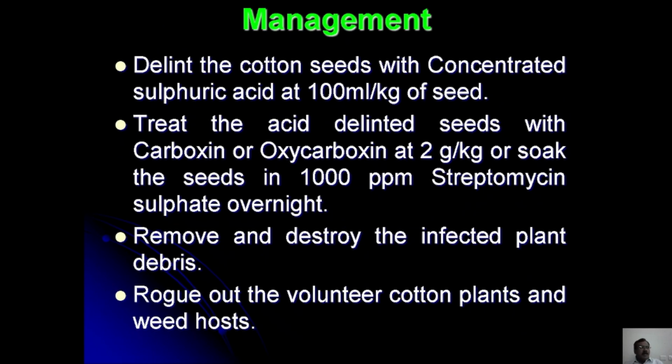So mainly acid delinting, which removes the bacteria attached with the lint of the seed. And acid delinting we might have studied in some other courses also, that is mixing of concentrated sulfuric acid at the rate of 100 ml per kg of seed with constant stirring, so that all the fuzz attached with the seed is digested and turns chocolate brown in color, and then subsequent washing with pure water to remove the acid fraction on the surface of the seeds, which is helpful in removing the bacteria present on the surface.